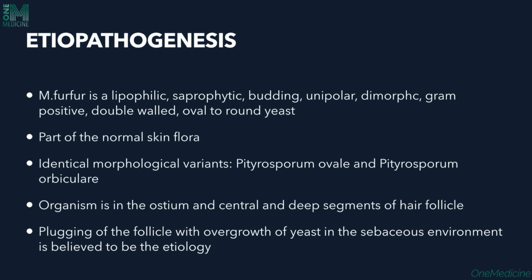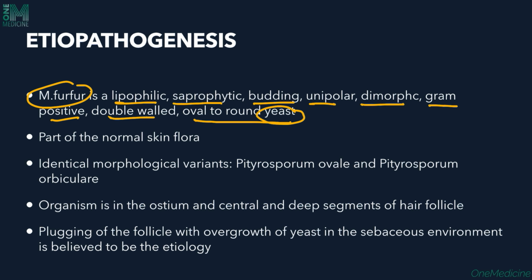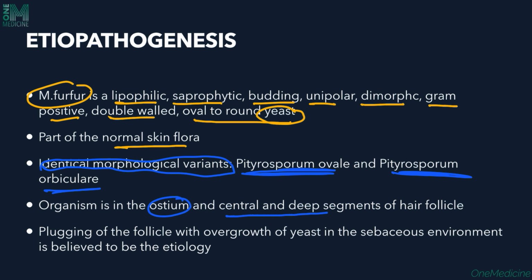Etiopathogenesis. This Malassezia furfur is a lipophilic, saprophytic, budding, unipolar, dimorphic, gram-positive, double-walled, oval to round yeast. It is also a part of the normal skin flora. The identical morphological variants of Malassezia are Pityrosporum ovale and Pityrosporum orbiculare. The organism is normally present in the ostium and in the central and deep segments of the hair follicle. So hair follicles are where this particular organism is present.